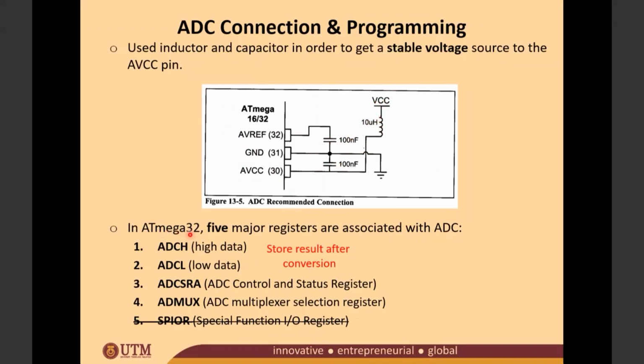Okay, so in the ATmega 32, there are 5 major registers that are associated with the ADC. You need to know the function of these registers. We have the ADCH and ADCL. The ADCH is the high data register to store the high value of the result, and ADCL stores the low result of the ADC. This is where the CPU stores the result after conversion. Every time you do a conversion, after the conversion is finished, the digital output result will be stored inside this ADCH and ADCL.